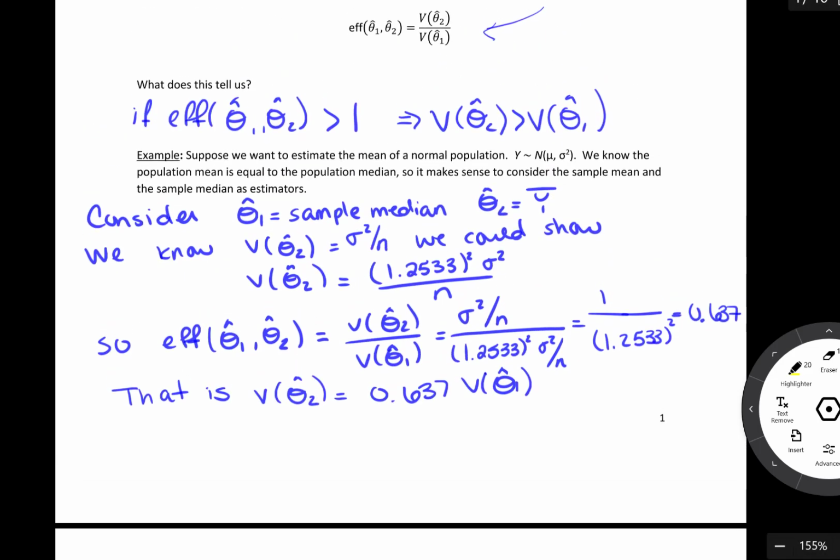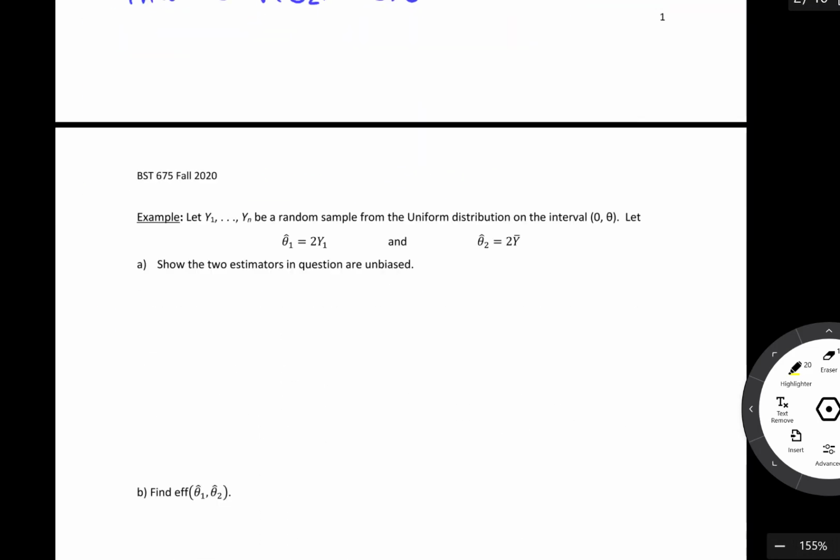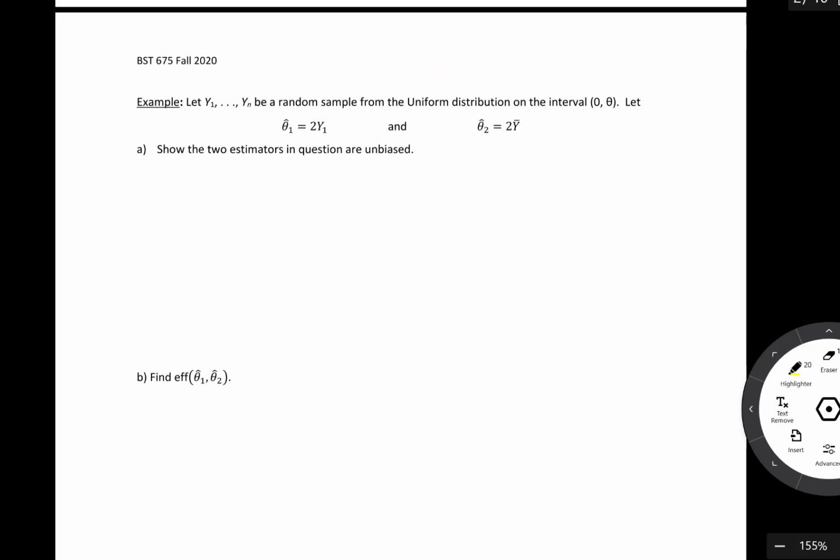This gives the argument of why, if we're estimating the population mean, one of the reasons we want to use the sample mean to estimate it. So let's look at another example. Let y1 through yn be a random sample from the uniform distribution on the interval 0 to theta. We're going to look at two different estimators of theta: 2y1 and 2y bar.